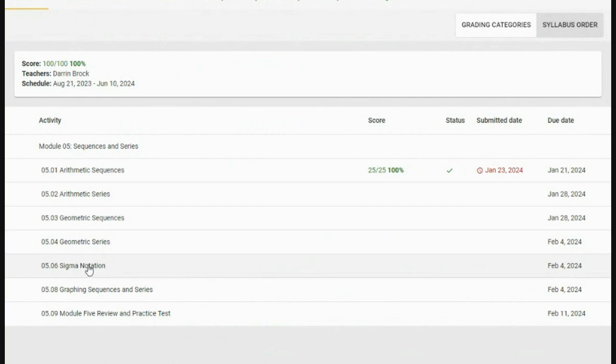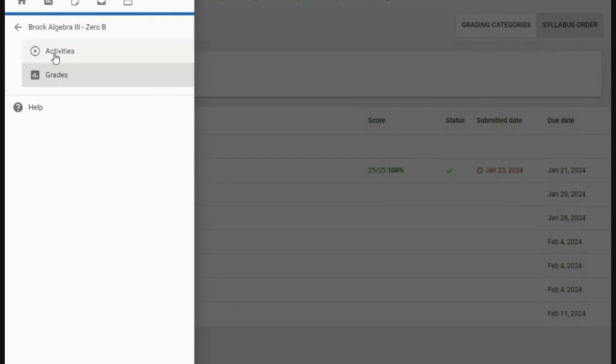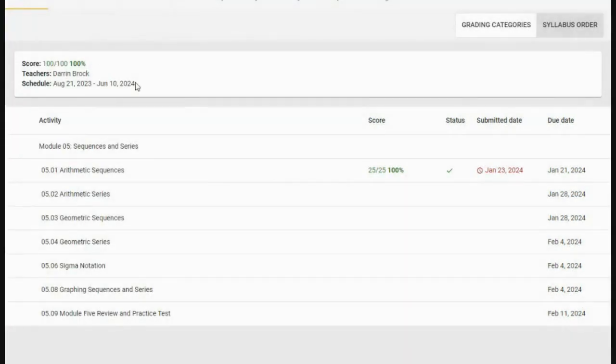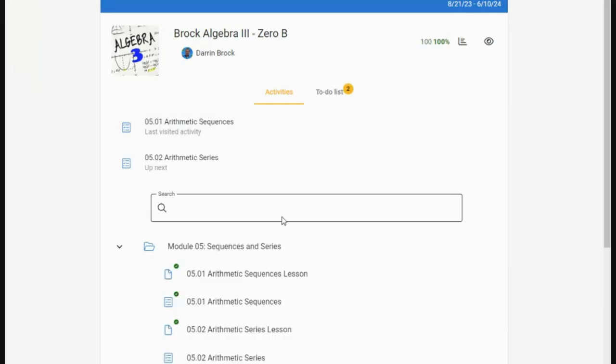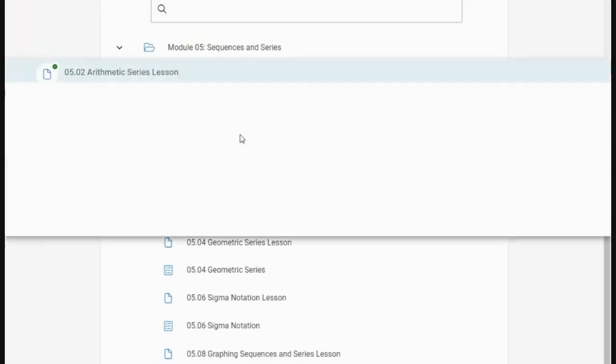So I think I may take 5.06 out. I'm not sure on that one. I have to look at that. Arithmetic series, geometric sequences. That's what we're doing this week. I got to get that put into Google Classroom too. But let's look and see what arithmetic series means. What's the difference between that and a sequence? Because we've seen arithmetic sequences last week.